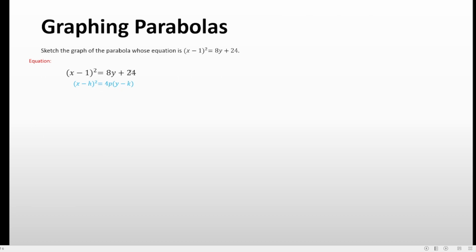You may transform this equation into this format by applying factoring. You can factor out 8 here and you will come up with this equation: (x - 1)^2 = 8(y + 3). So there's a common factor here. 8y is divisible by 8 and 24 is also divisible by 8. So you can factor out 8 and then divide 8y by 8, of course, you have y, and then 24 by 8, so you have 3.